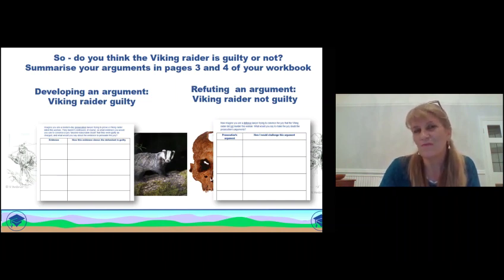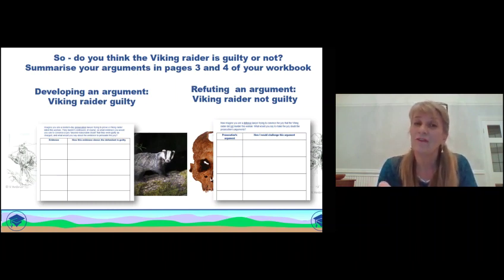What are those prosecution arguments and how would you refute them? How would you cast doubt on them? And remember, in an English law court today, if you have any doubt at all about whether someone is guilty, then you are obliged to acquit, to say they are not guilty. You don't have to say they're innocent, you simply say they're not guilty.